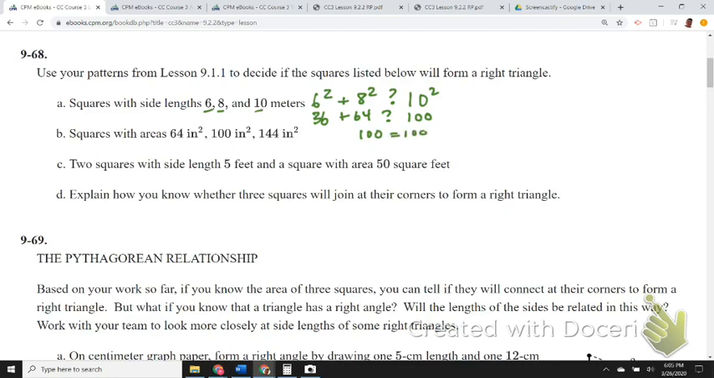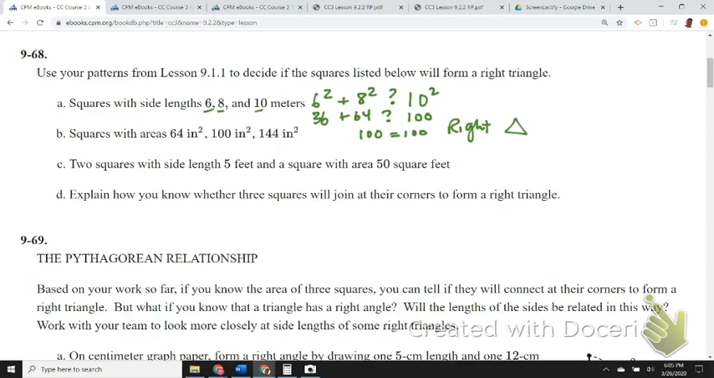So if it equals 100, if you recall, that's a special rule that we learned yesterday, or the previous lesson, it's going to be a right triangle. Right? When the sum of the areas of the two smaller squares gives me the same area as the largest square.